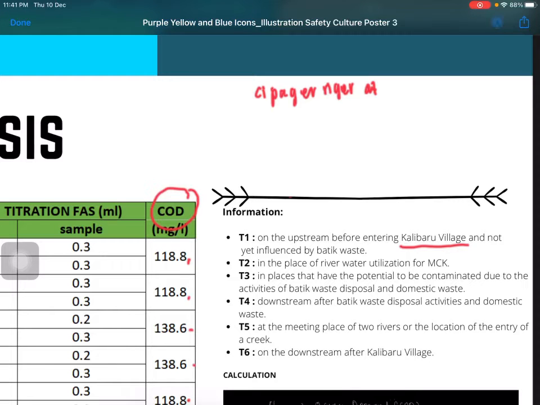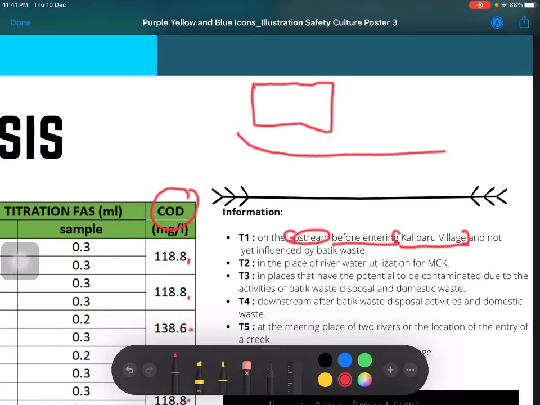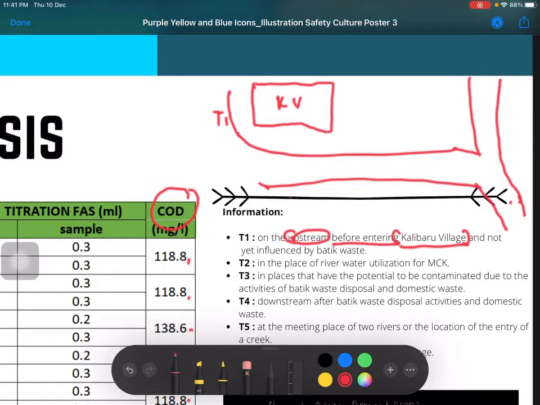Okay, so I'm going to continue, where I'm going to show how we took the samples. The first thing is, as you can see, sample 1 was taken upstream before entering Kalibaru village. So I'm going to allocate, this is Kalibaru village. So here is the river, here and here. This is Kalibaru village. So sample T1 was taken upstream before entering Kalibaru village. So possibly it could be here. This is to be continued.